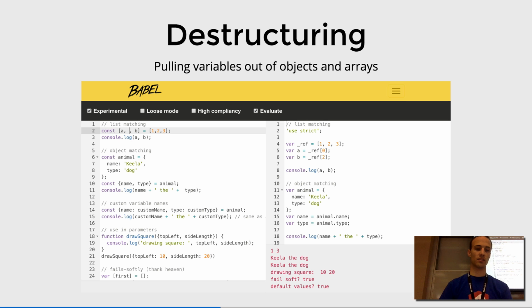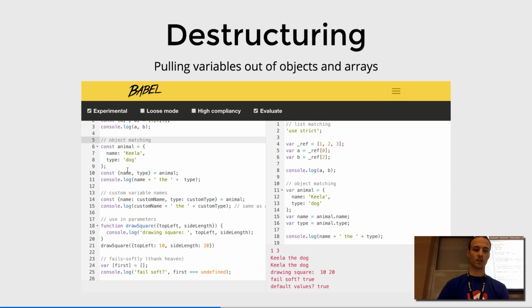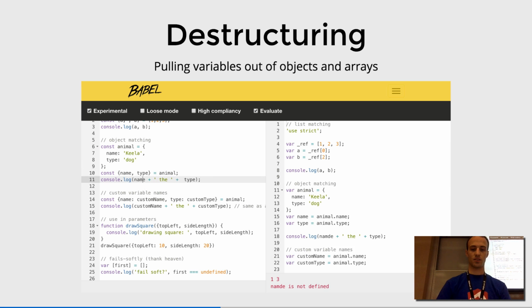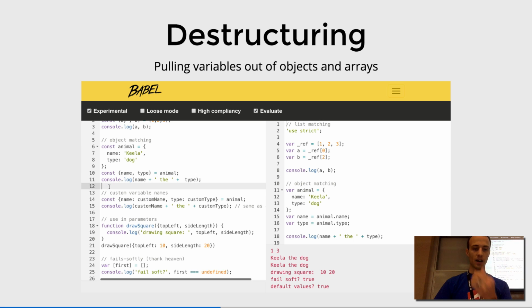You just leave blank the things that you don't really care to assign to anything. For objects, it's very much the same except with curly braces. And so we're pulling the name and type properties out of the animal. Keela is the name of not my dog, but my sister-in-law's dog. And yeah, so we have Keela the dog.